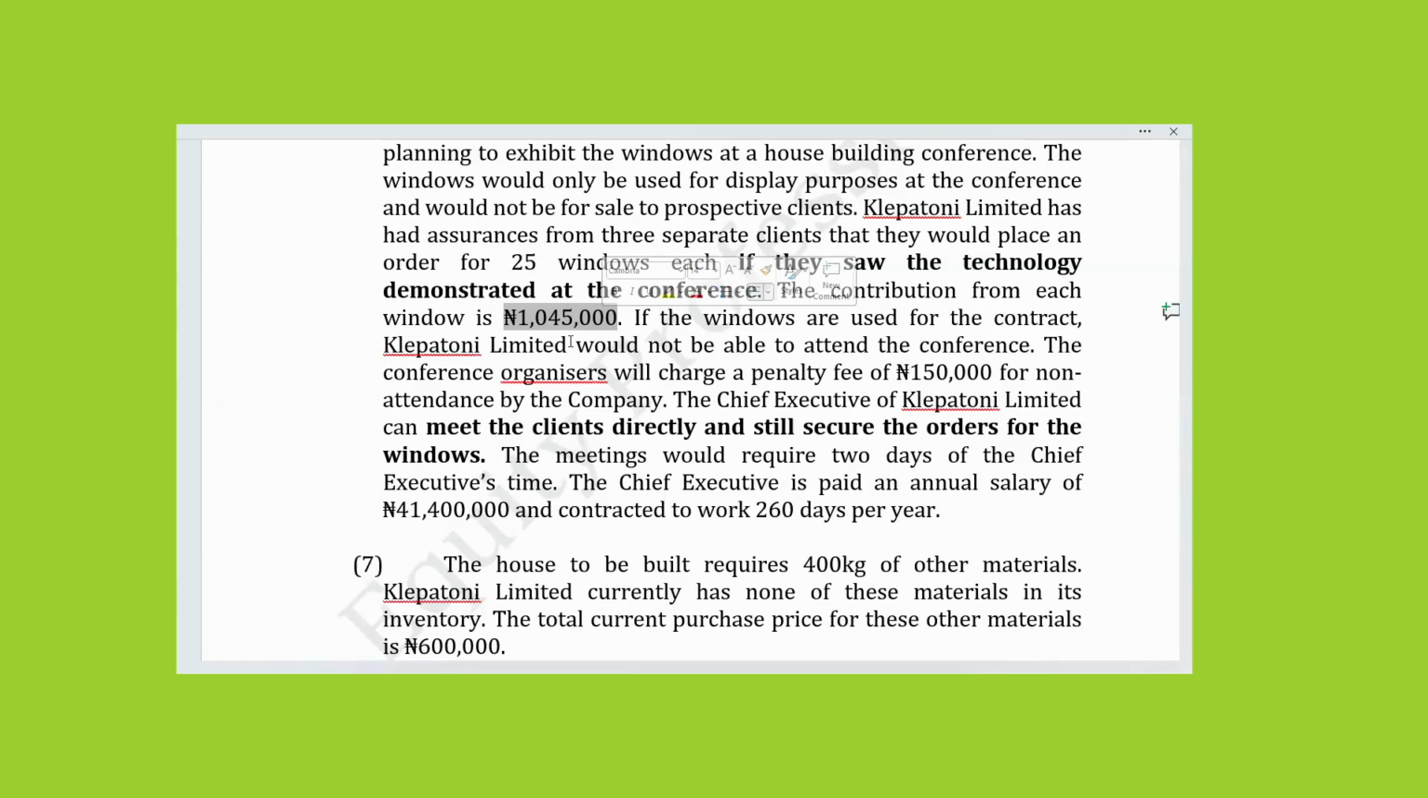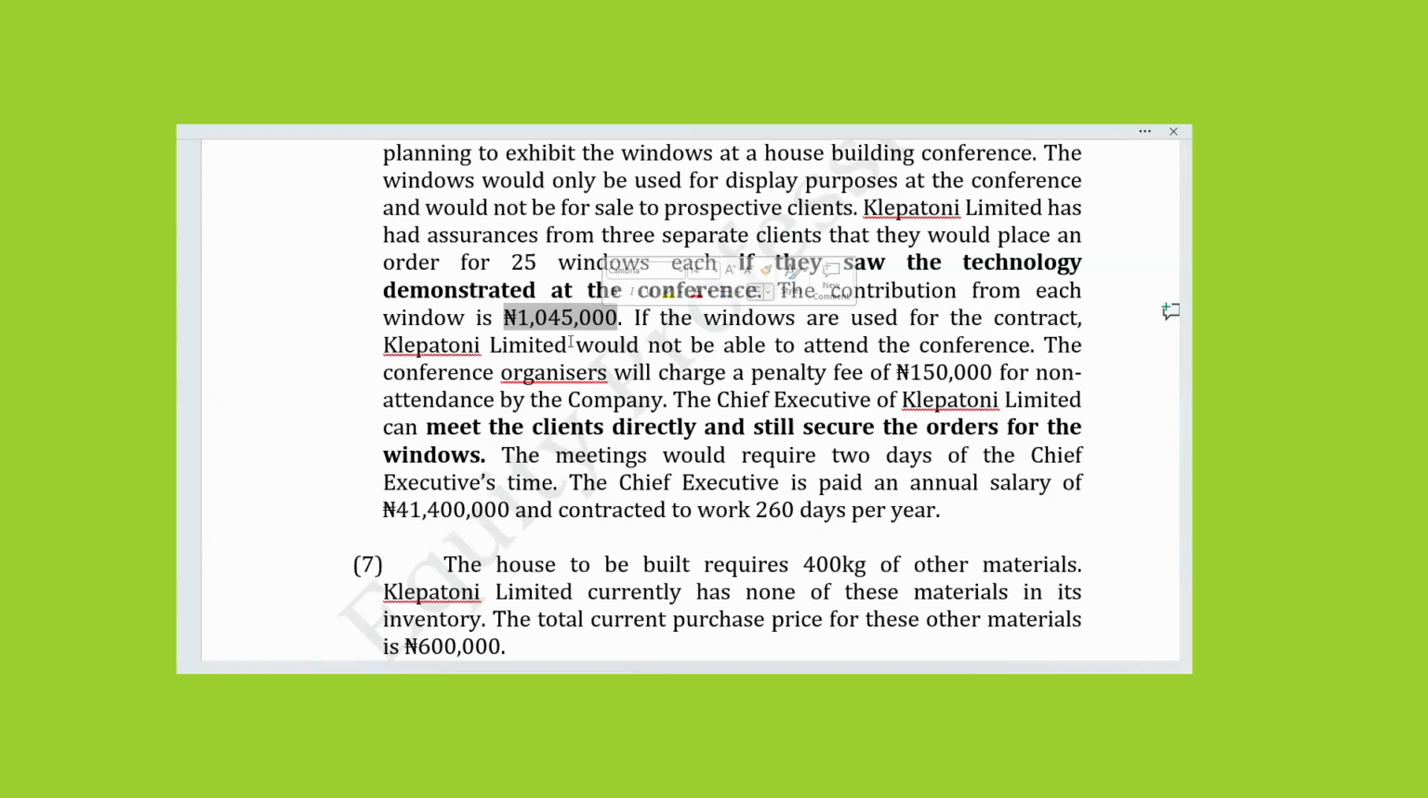But if you are told in the question that they can't get those customers because they are angry since they could not see the window being displayed at the conference, then they left. In that case, the company is going to lose that 1,045,000. Why did the company lose it? Because of this project. Therefore, it will be a contribution loss. It will be part of the cost of this project.